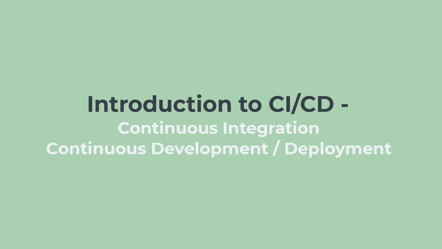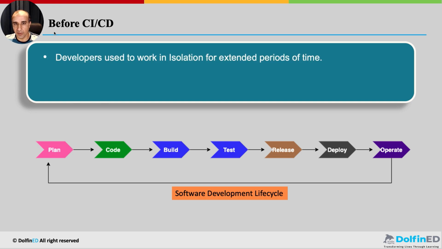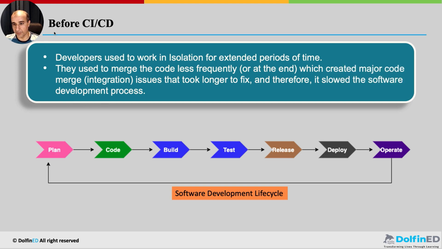Let's now get to understand some of the important CICD concepts that we will come across. Before doing that, let's recap what we said about what happened before CICD. Before CICD, developers and the operation team used to work in isolation from one another, and developers used to work for extended periods of time on their code without any integration with the other teams or the other developers. And they used to integrate or merge the code less frequently.